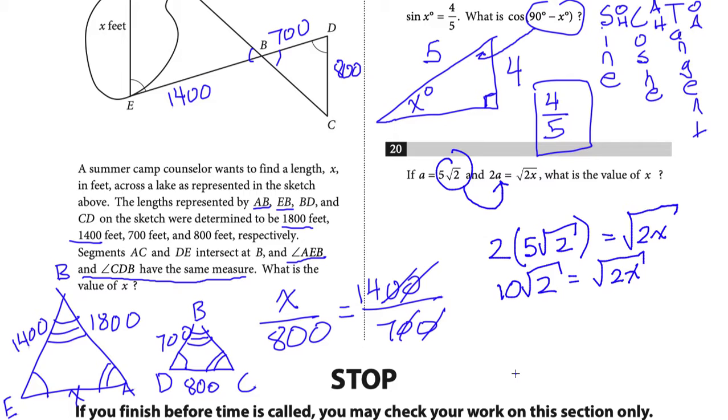Rooting the square is squaring it. If I square both sides, it gets rid of the square root. This square root is gone, and I'm left with just 2x on the right-hand side. If I square the left-hand side, you have to be careful. What this is really saying is 10 squared times the square root of 2 squared.